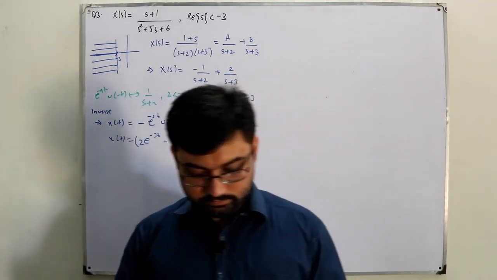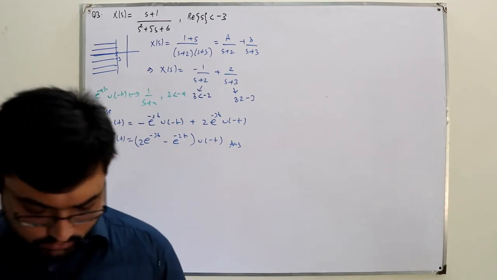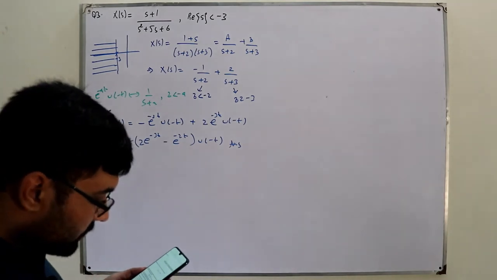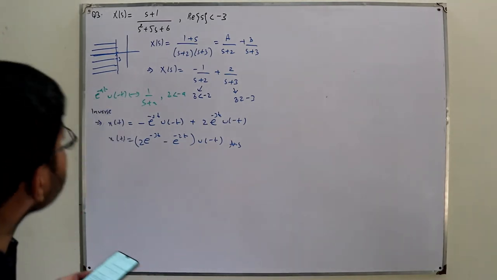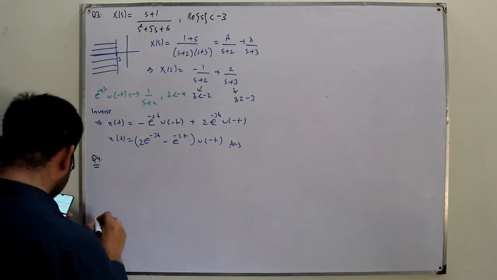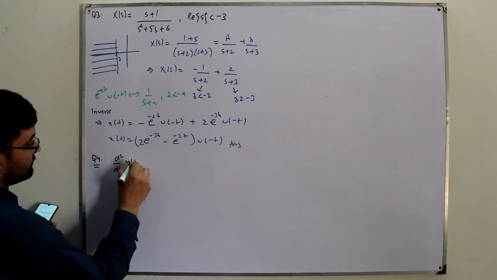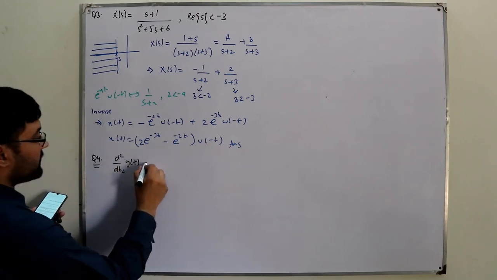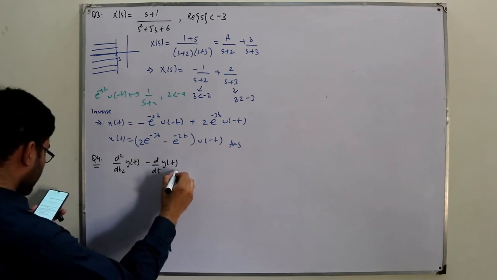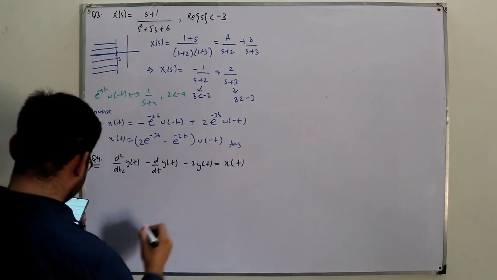It is. The next question. The next is question number 4. Consider a continuous time LTI system with input x of t and output y of t related by a differential equation. So in question number 4, we have a differential equation again. The second derivative of y of t minus the first derivative of y of t minus 2 times y of t is equal to x of t.